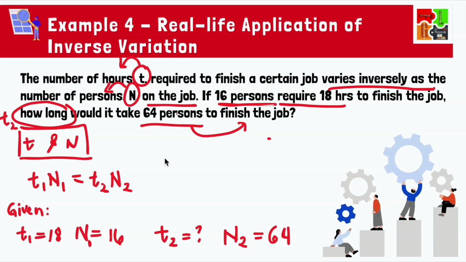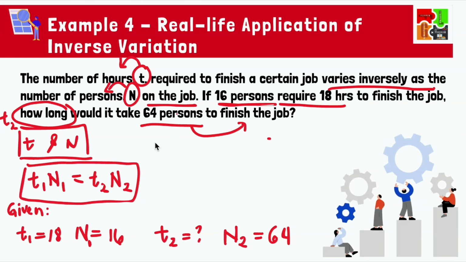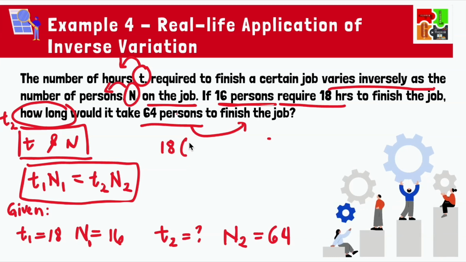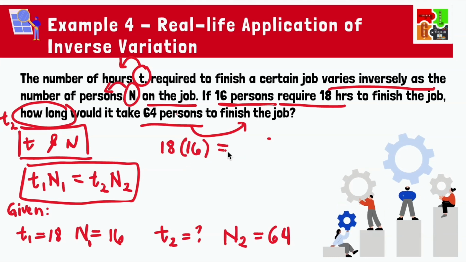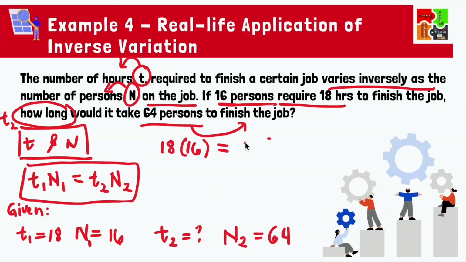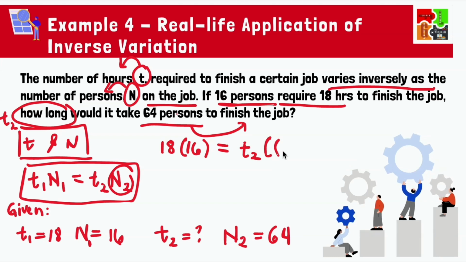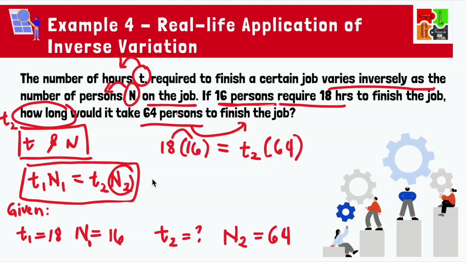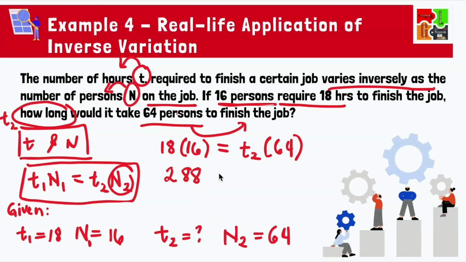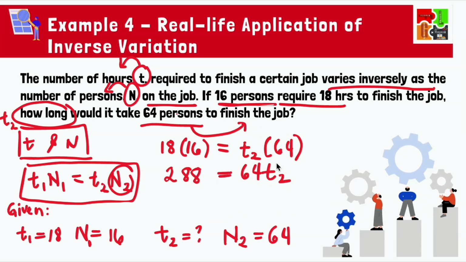So, this is going to be the solution. Using this formula representation, we can find the solution. We have T's of 1, that is 18, N's of 1, that is 16, equals T's of 2, that is missing, times N's of 2, that is 64. Simplifying, 18 times 16 gives us 288. T's of 2 times 64 is 64 T's of 2.